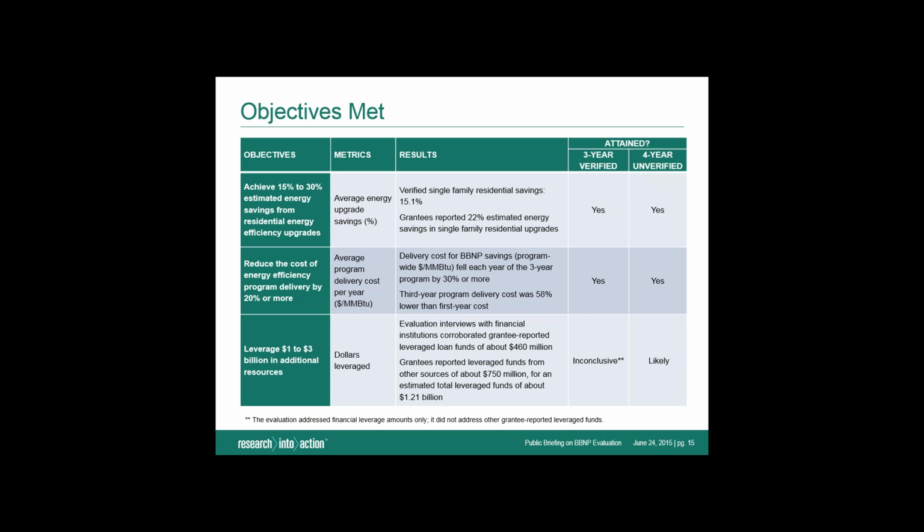We could only verify about a third of that amount for the 3rd year, but it would appear from verified plus reported information it was attained, but that's why we had to call it inconclusive in that column. And then in the 4th year, that it's flat, therefore, assuming that one could verify that, it is likely attained through the 4th year.